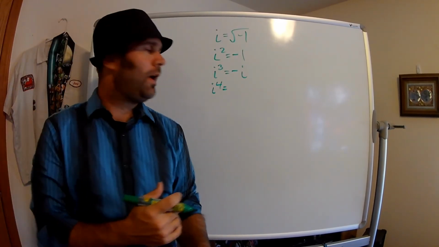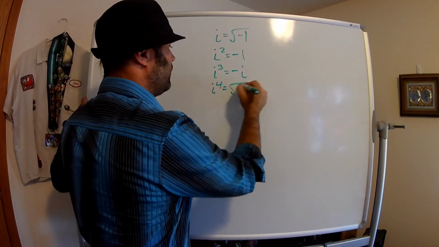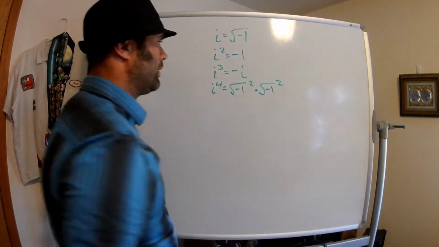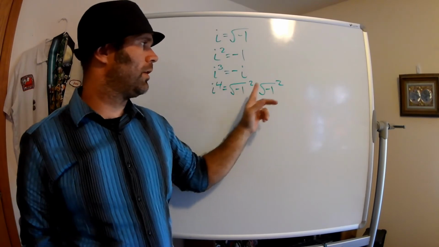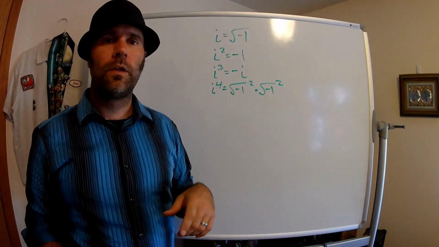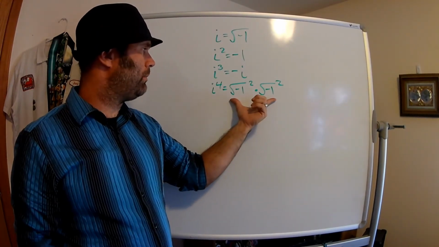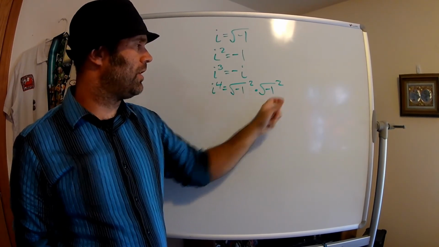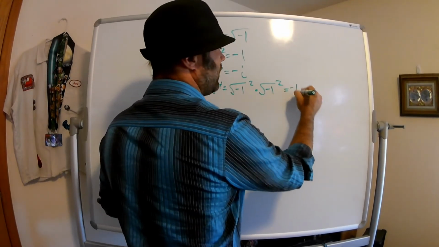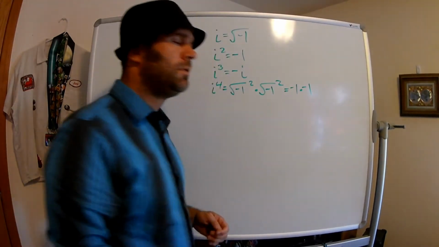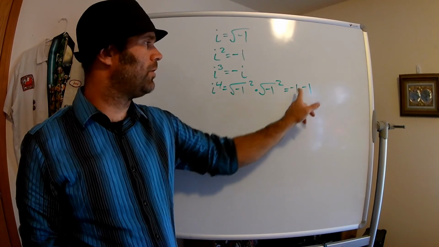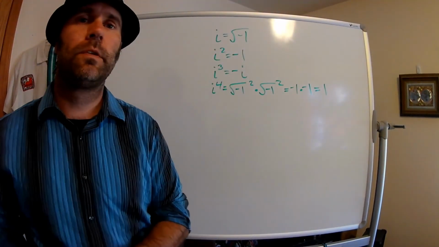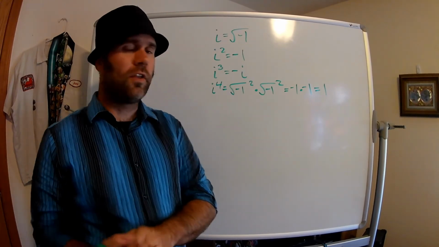i to the 4th. Well, we know it's the square root of negative 1 squared times the square root of negative 1 squared. And so squared times squared would be to the 4th power. So this is i to the 4th. But we know that this is negative 1 and this is negative 1. So we can rewrite this as negative 1 times negative 1. And we know a negative times a negative is a positive 1. That's a real number. So i to the 4th is just 1.